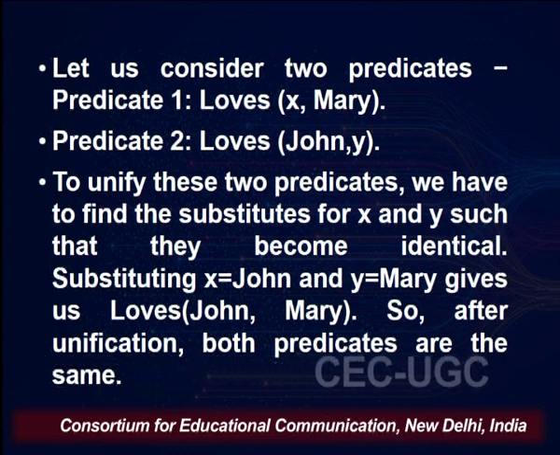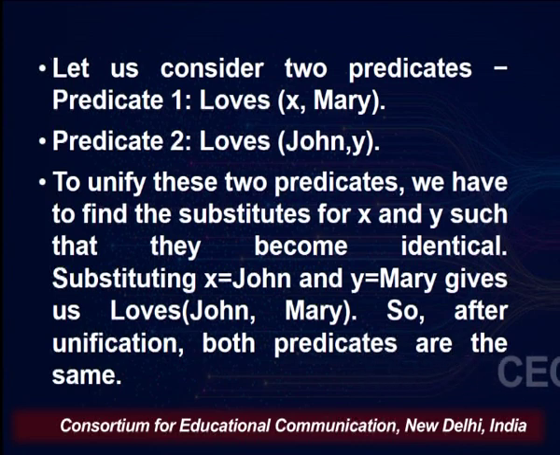So, after the unification we can say both predicates are the same, because x has been substituted with John and y has been substituted with Mary. Both the predicates loves(x, Mary) will become loves(John, Mary), and loves(John, y) will also become loves(John, Mary). So, now these two predicates are identical. This is what substitution is. This is what unification is.